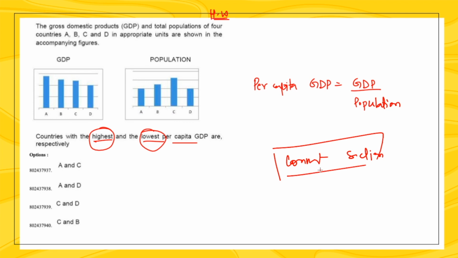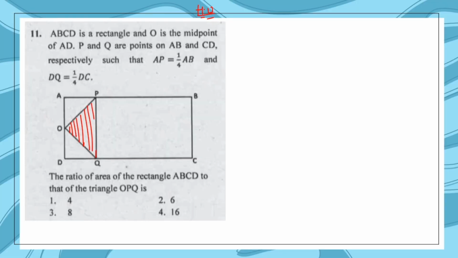Alright. Now is the time when I should tell you the solution of the homework question asked in the previous video. So in the previous video, which was on areas and ratios, I asked this question where it says that ABCD is a rectangle and O is the midpoint of AD. P and Q are the points on AB and DC respectively, such that AP is equal to 1 by 4 AB and DQ is equal to 1 by 4 DC. Ratio of area of rectangle ABCD to that of triangle OPQ is. That's what is being asked.